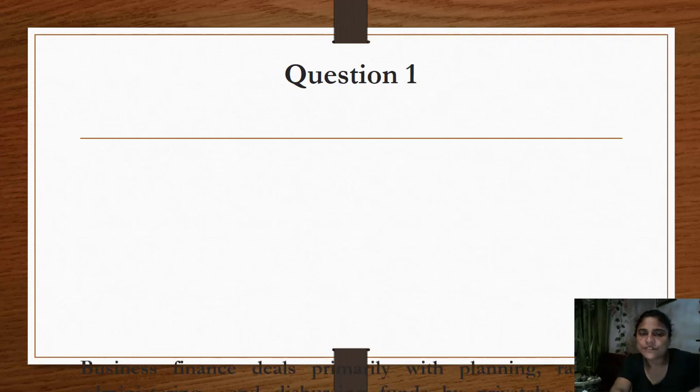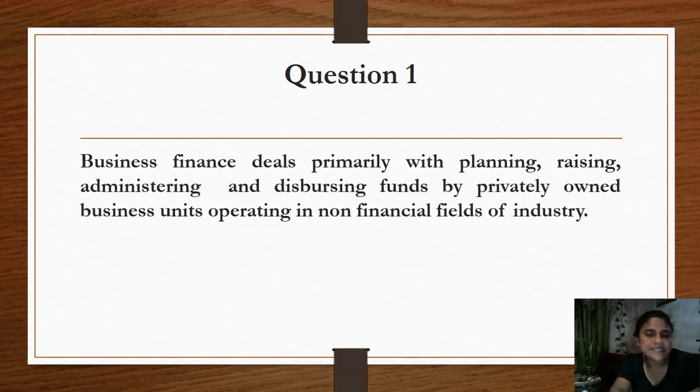The first question here: business finance deals primarily with planning, raising, administering and disbursing funds by privately owned business units operating in the non-financial field of industry. You need to answer whether this statement is true or false. The statement here is true.